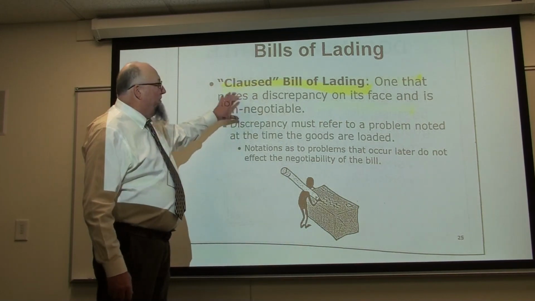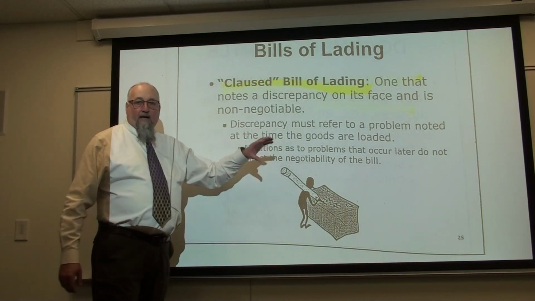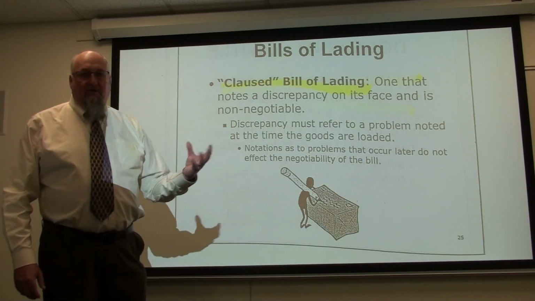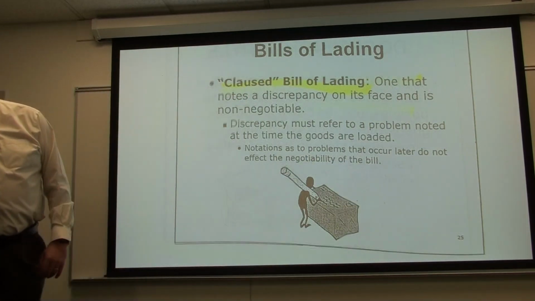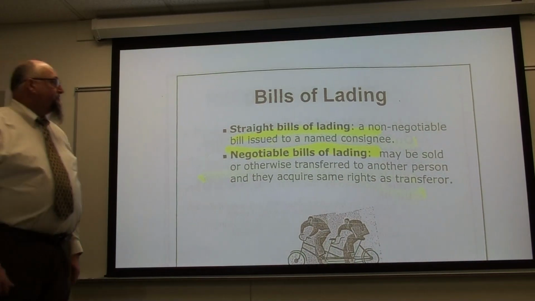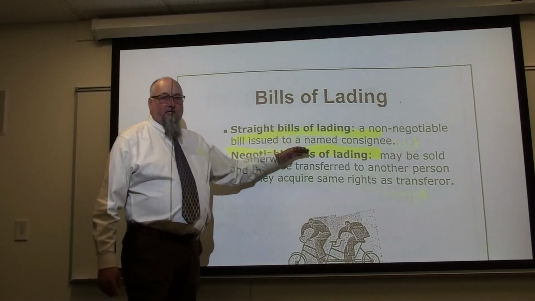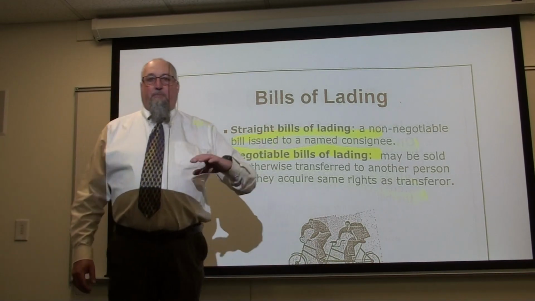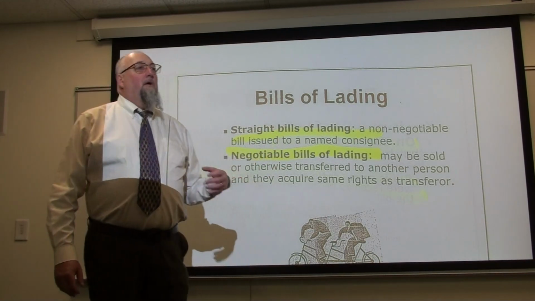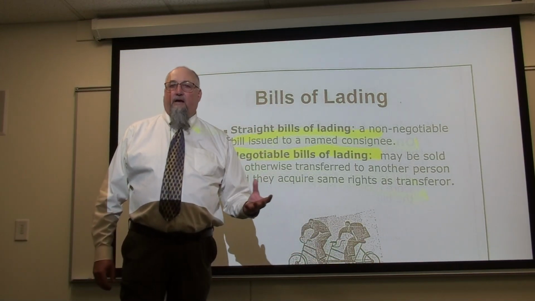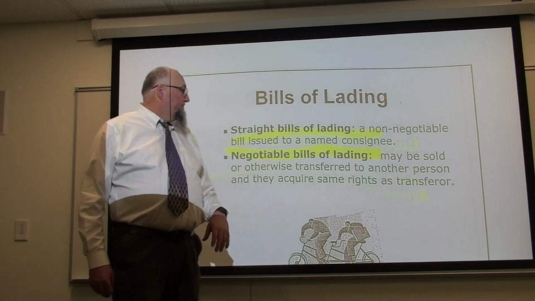So that's what we mean by a bill of lading that has been marked up or edited, with notes, that kind of thing. All right. Next we have a straight bill of lading. A straight bill of lading is essentially a bill of lading that is non-negotiable. It's payable to only one party. It has not been marked up or claused. And that's our standard type of bill of lading.